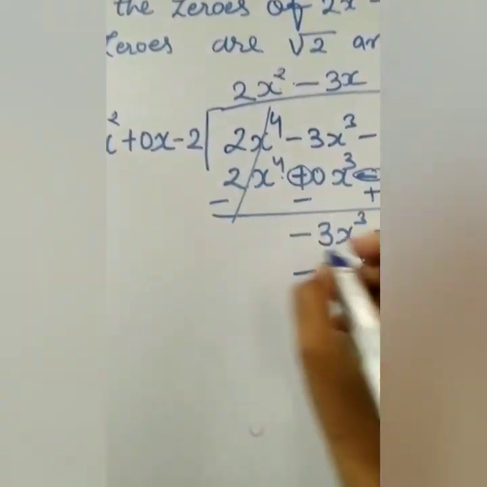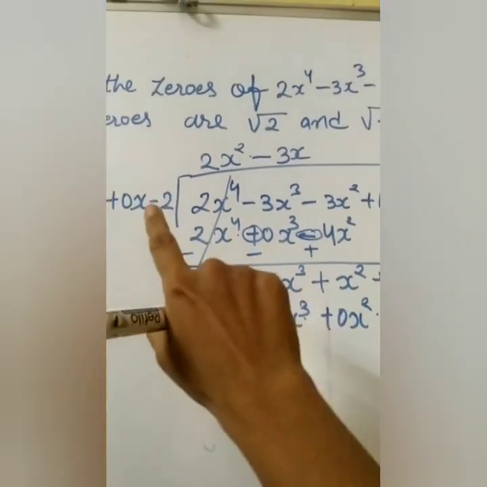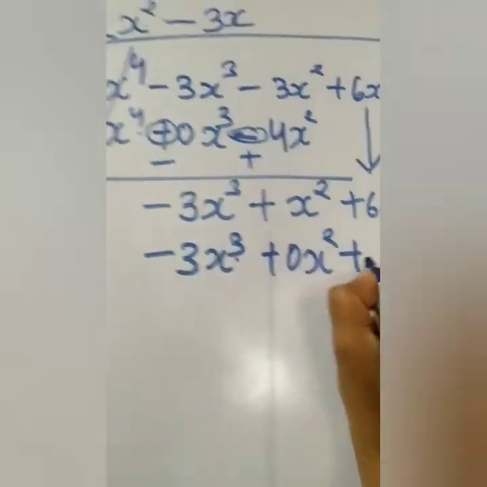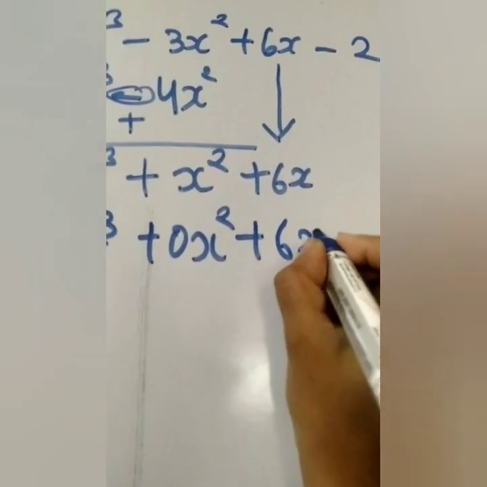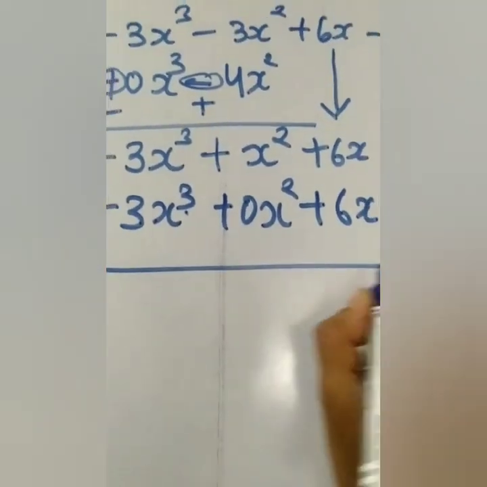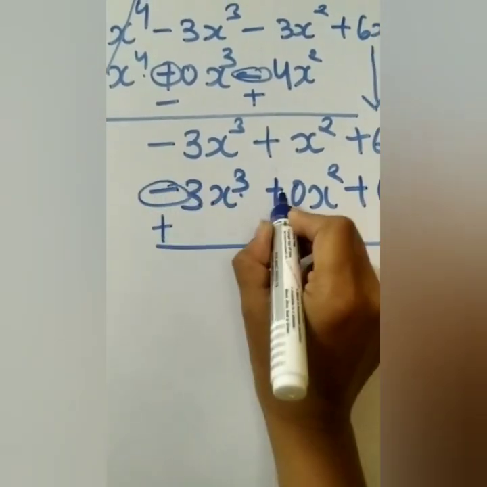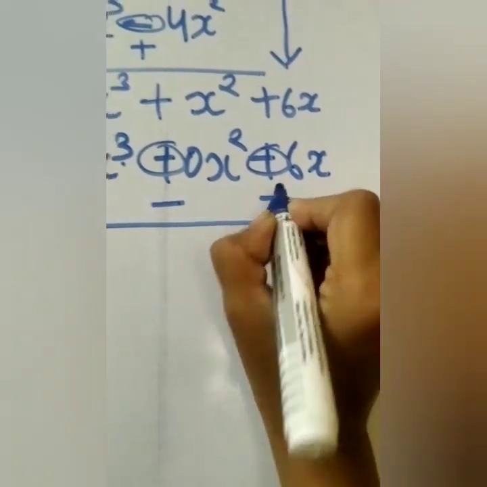Anything multiplied with 0 will make 0x square. Now here is a very important thing: minus minus will first become plus, so we will write plus. 3 twos are 6 and that x, so we will write 6x over here. So here we will have to change the sign. If it is minus, it will become plus. If it is plus, it will become minus, and if it is plus, it will become minus.